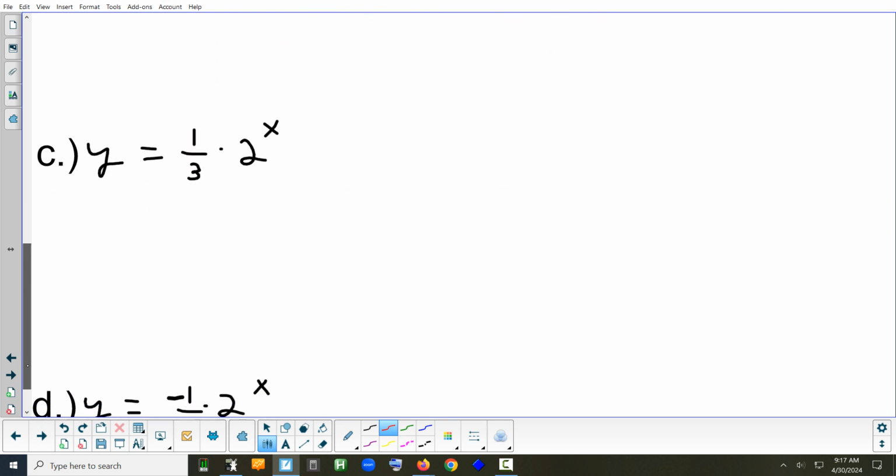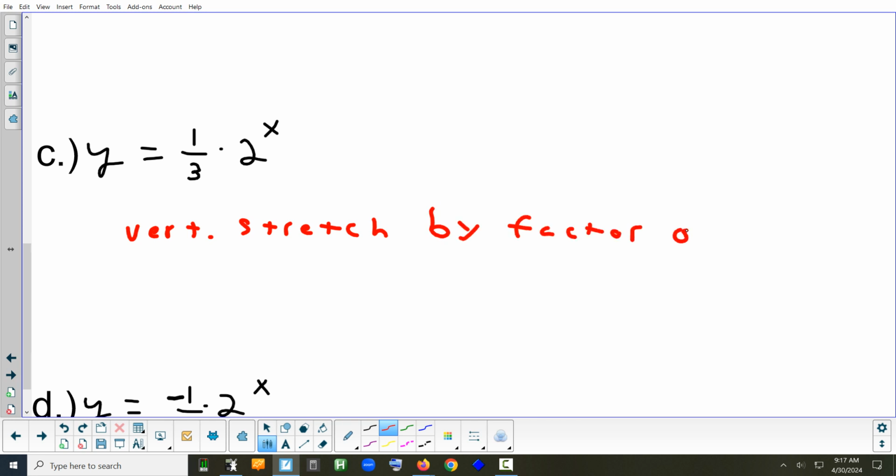All right. How about this one? Y equals 1/3 times 2 to the x. Vertical stretch by a factor of 1/3. So vertical stretch by factor of 1/3. So that's how we say it, but is that really gonna stretch it?